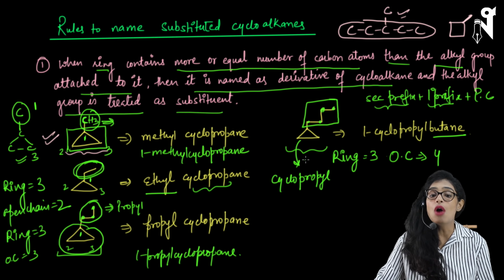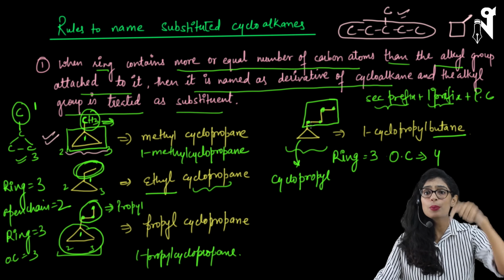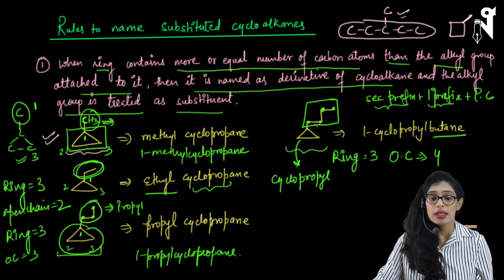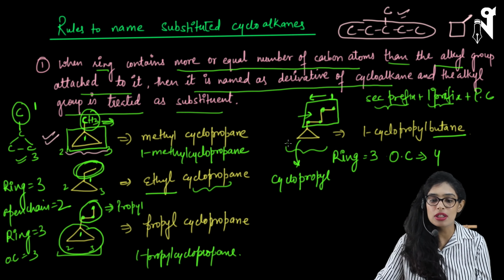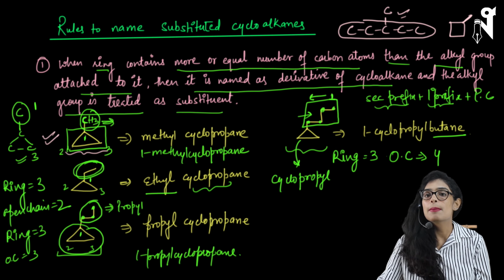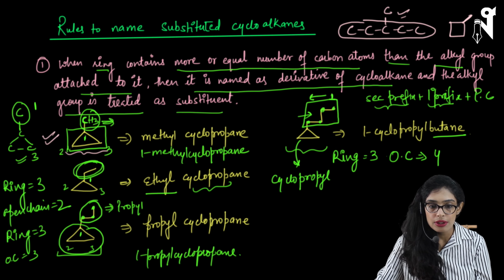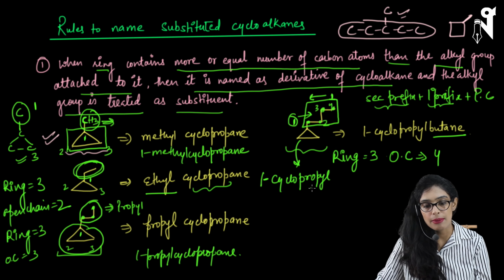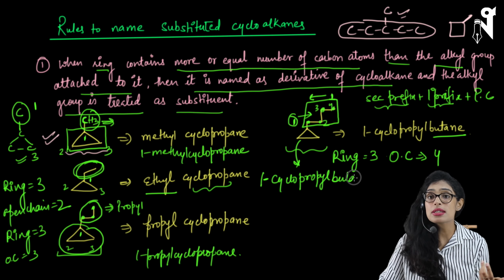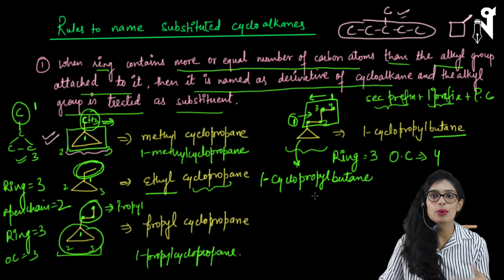Now again, how will we number the principal chain? The point of attachment here is what matters. I can start my numbering from left to right, and I can start my numbering from right to left. Either way, but the smallest number we have to give to our branch, and hence I'll start numbering from here 1, 2, 3, and 4, and automatically my cyclopropyl will get the position 1. So 1-cyclopropyl butane is the name. You can just simply ignore writing 1. I hope you would have understood it.